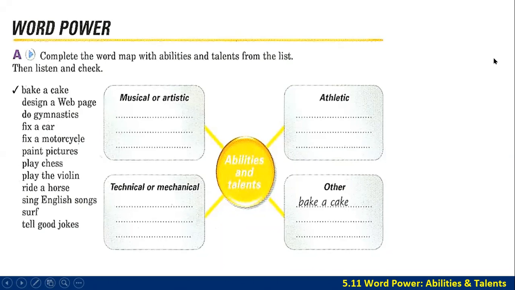We have here, it says, complete the word map with abilities and talents from the list, okay? But we have four different categories, and those are the ones that we're going to take into account to classify them. So let's go ahead and begin. We're going to begin with technical or mechanical abilities. Aquí en el centro dice abilities and talents. We have musical or artistic, technical or mechanical, we have athletic, and we have other.